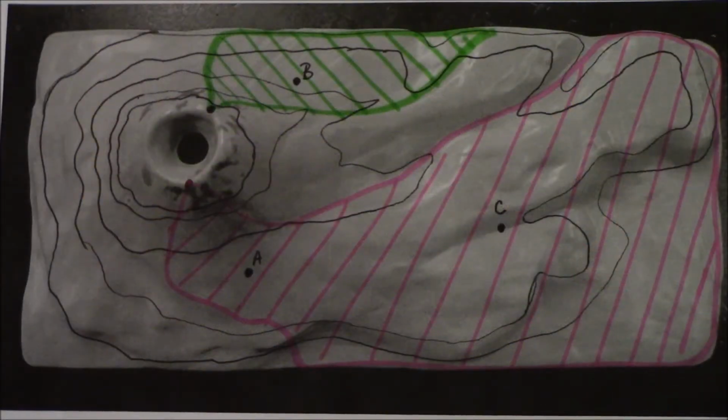So here's your landscape page, and this is something that we've been working with for the past several days. I've shaded in 2 watersheds. The green one is the first watershed and the pink one is watershed number 2. Now, the letters you see on your landscape, those are cities.